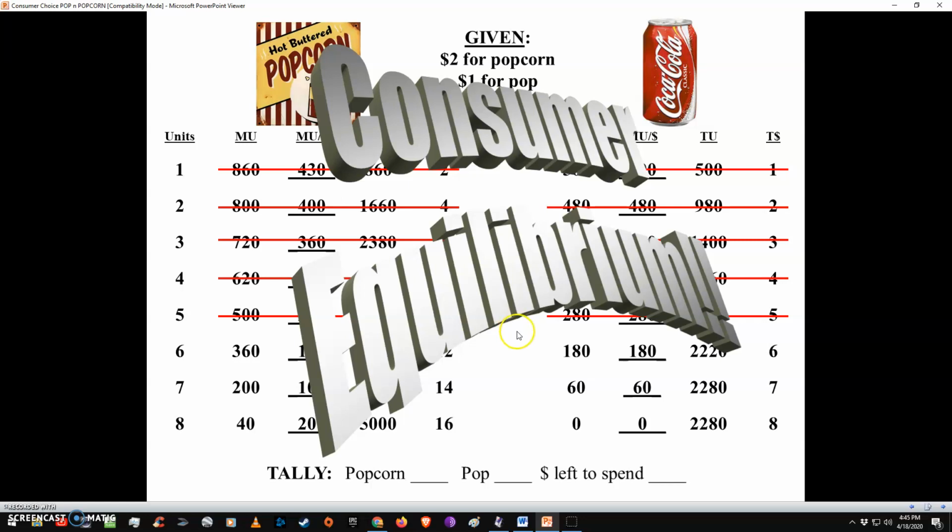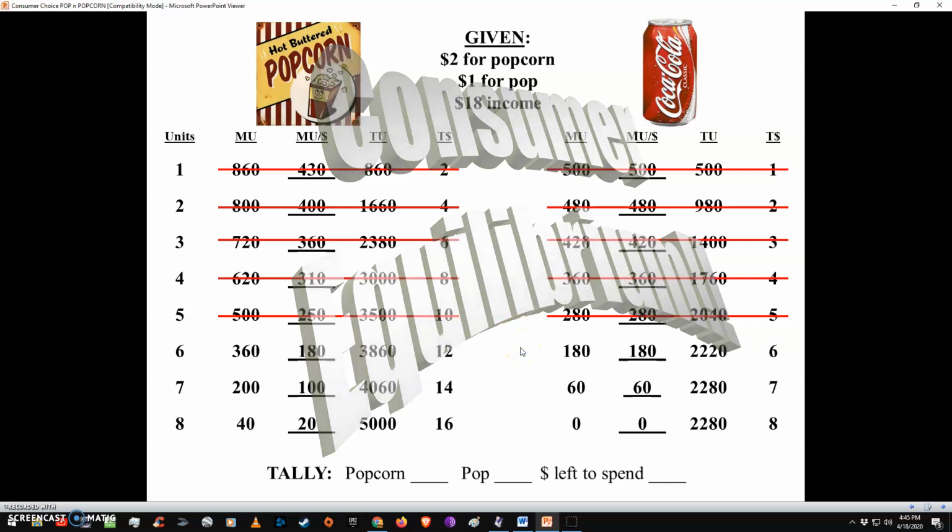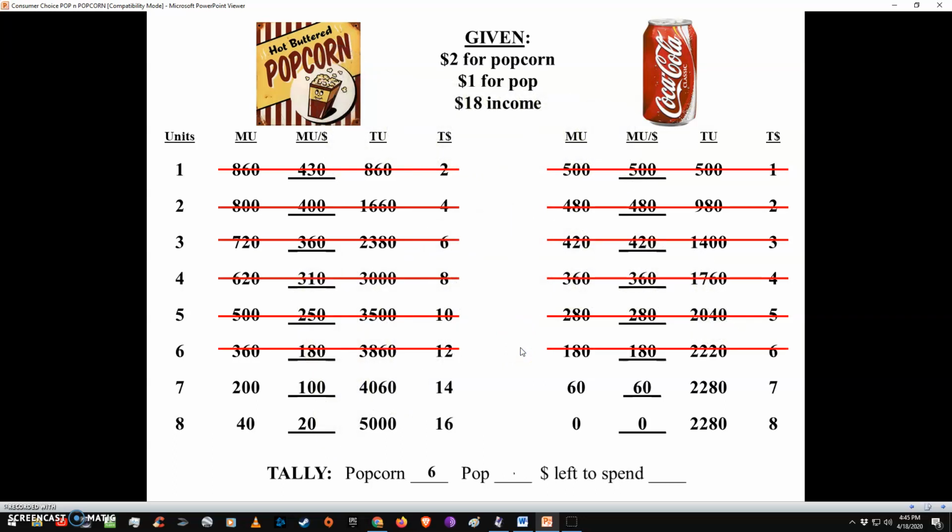Yes, you literally cannot decide between the two. However, because you have money, you shall spend it, and we buy them both, and we have just spent $18. Notice how many popcorns we bought, how many pops we bought with $18.